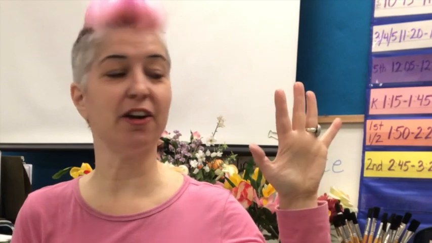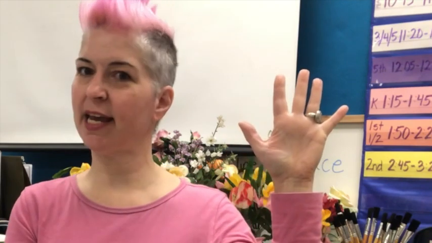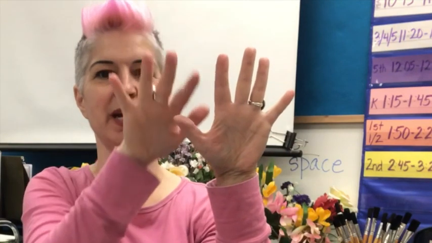I like to use my hand to talk about positive space and negative space. So positive space is your object. In this case, it's my hand. Everything you see around my hand would be considered the negative space. Sometimes we call that background.